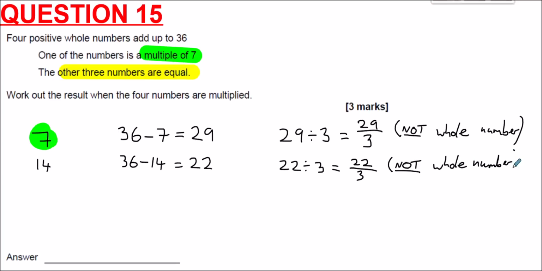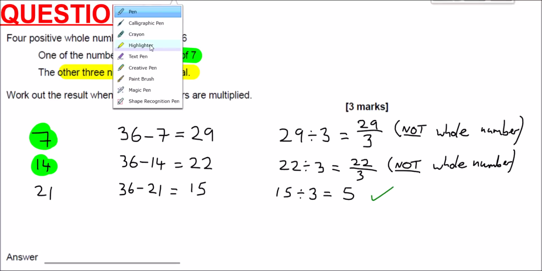So we've tried 2 multiples of 7, 7 and 14. Neither have worked. Maybe it could be 21. If a multiple of 7 was 21, the other three numbers would have to total 36 minus 21, which is 15. Now, can we have three numbers that are the same that add up to 15? The answer is yes.